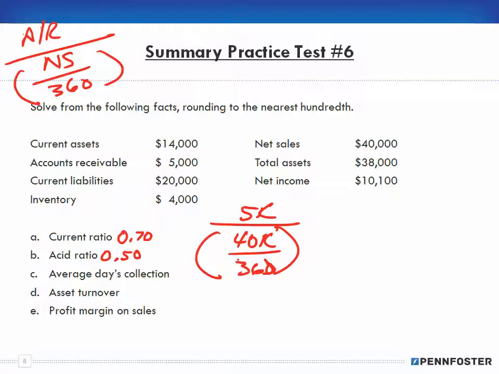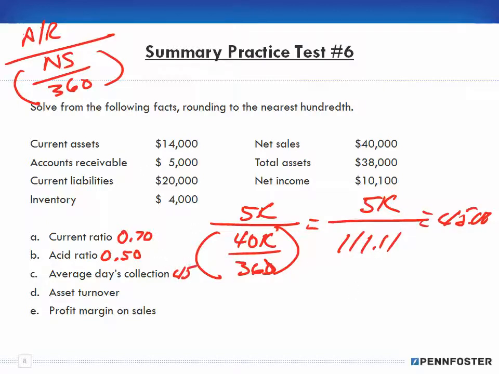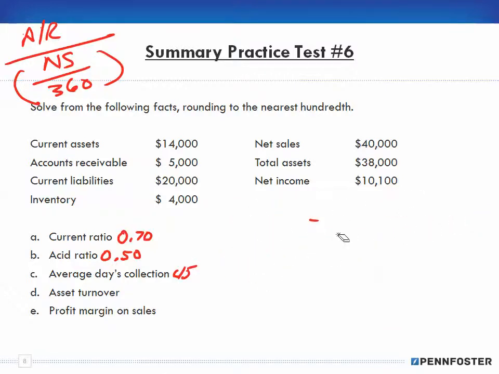40,000 divided by 360 gives me 111.11. I keep my 5,000 in the numerator, and if I divide the 5,000 by 111.11, I end up with 45.00 something. So my average days' collection ends up being 45. And now asset turnover.